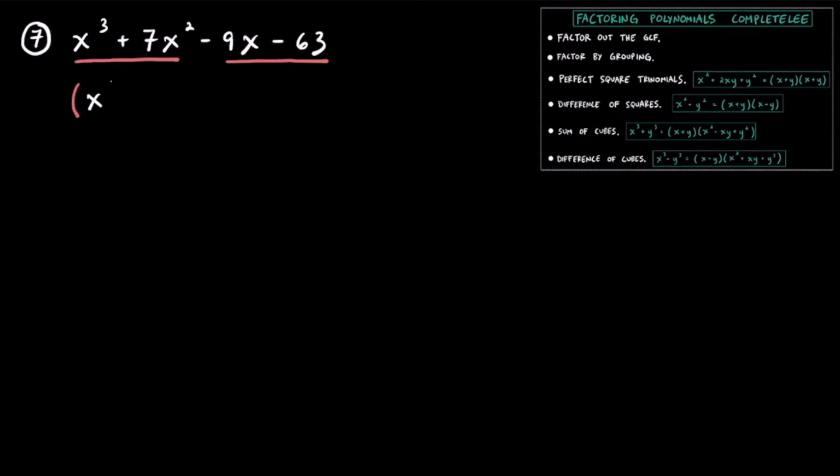So let's have x cubed plus 7x squared. That'll be the first grouping. And then we're going to have minus, and let's start the second grouping here. Inside here, we'll keep this 9x because it's a negative 9x. But because we need to have a minus 63, we're actually going to write plus 63 inside of this grouping.